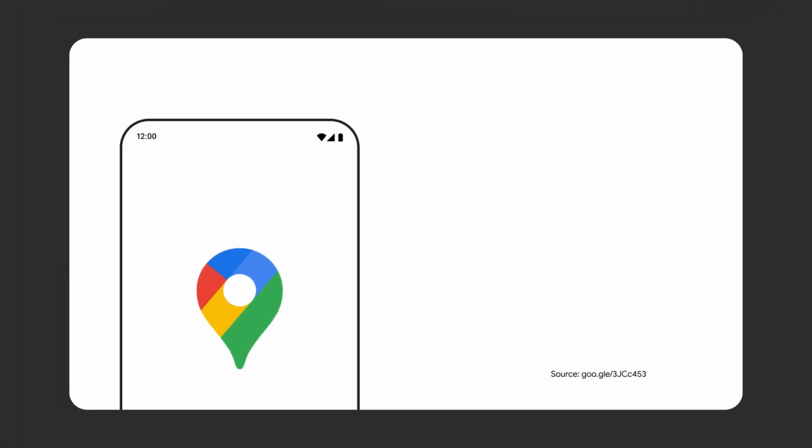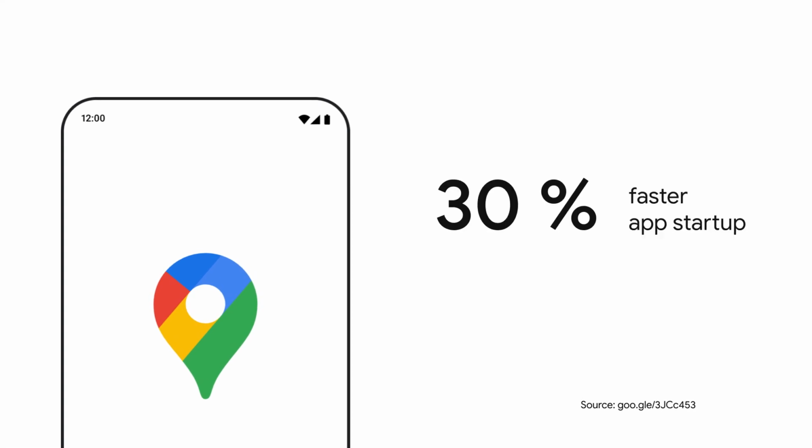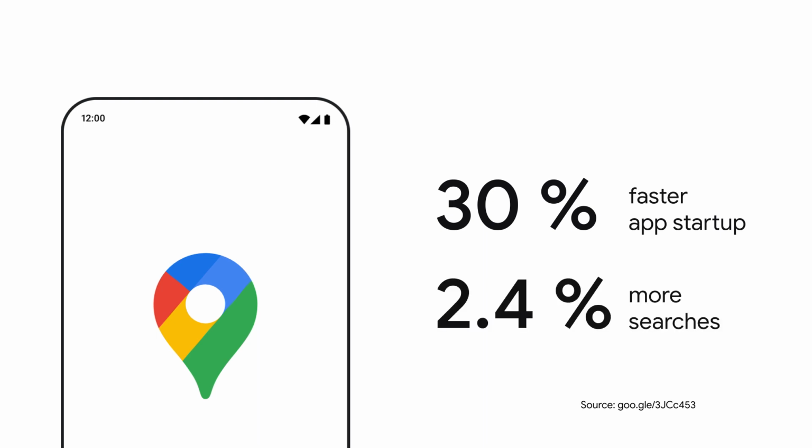We worked with several partners to find out whether focusing on app startup performance is worth it. The team behind Google Maps for Android improved the app's startup time by 30% after introducing baseline profiles, a new way to improve app launch and hot code path performance. This startup improvement led to an increase in searches of 2.4%. I'll show you how to use baseline profiles in your app later in this session.